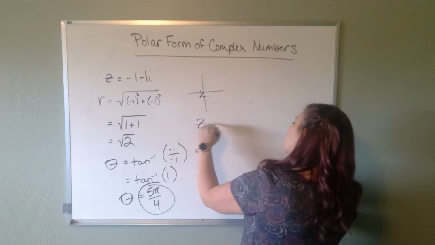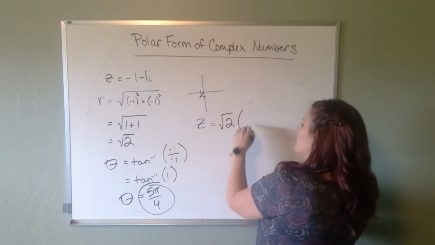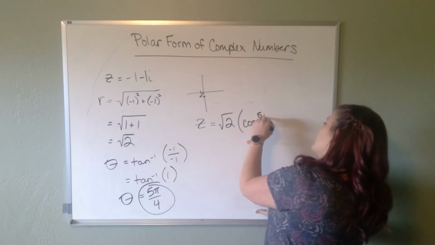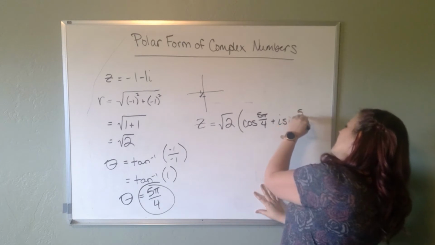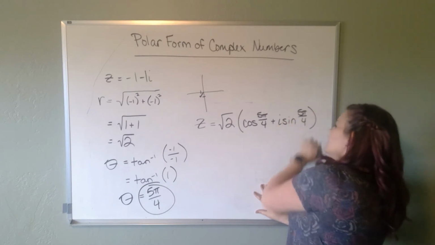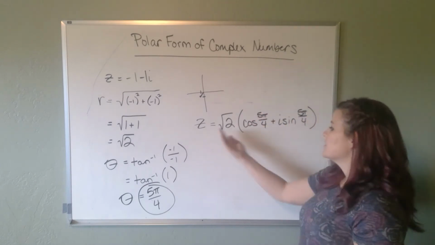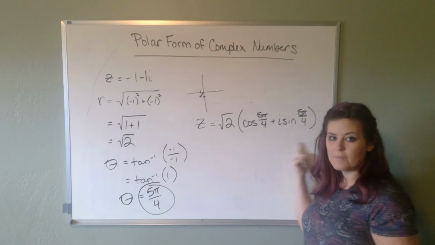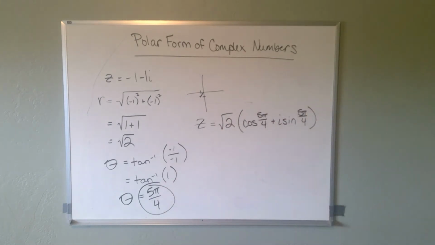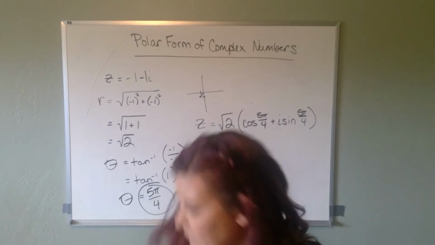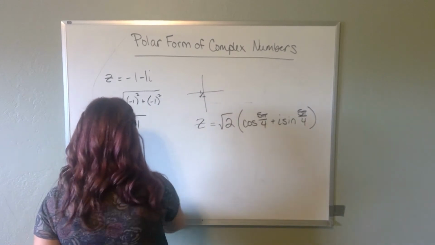So our complex number in polar form is going to be the square root of 2 times cosine 5 pi over 4 plus i sine 5 pi over 4. And once you write it in this form, remember there's nothing else you have to do here. You just leave it here. This is the complex number in polar form. All right, so let's do something a little different.